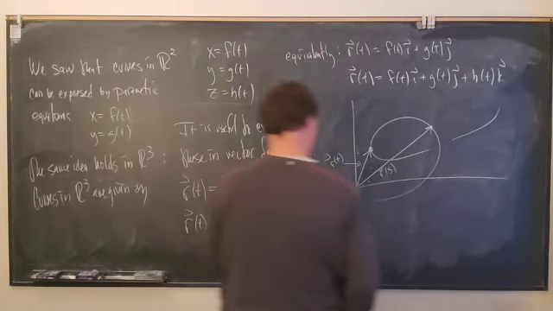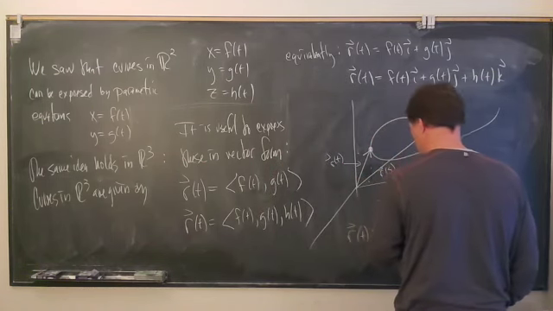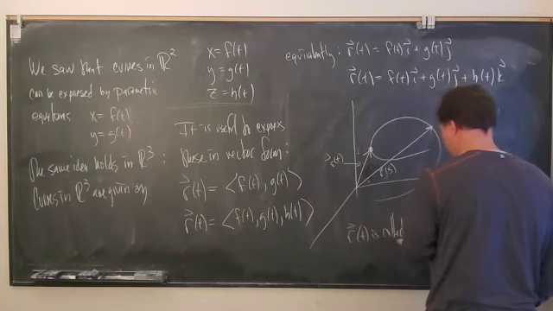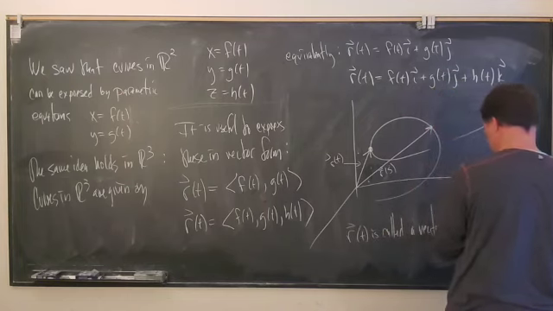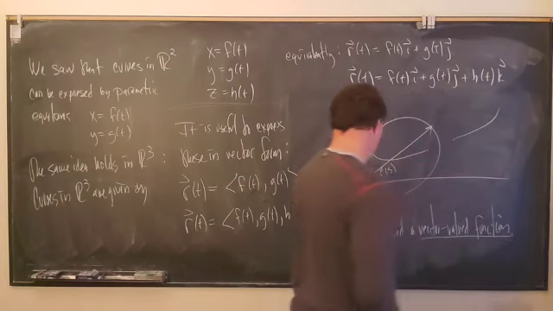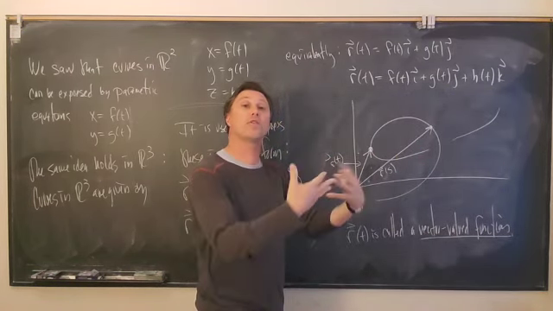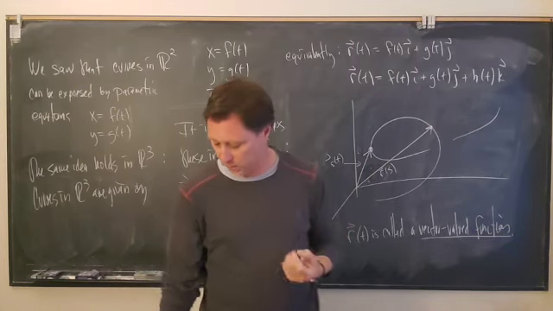r of t is called a vector valued function. So what that means is the input is t, just a real number, but the output is a vector. The output of the function is a vector, so we have a vector valued function.